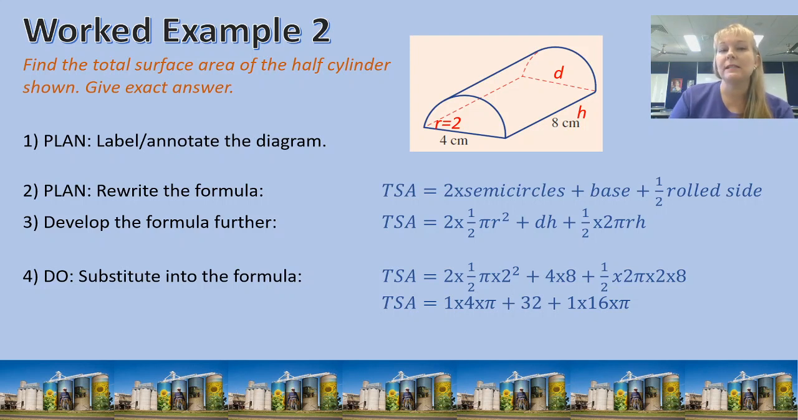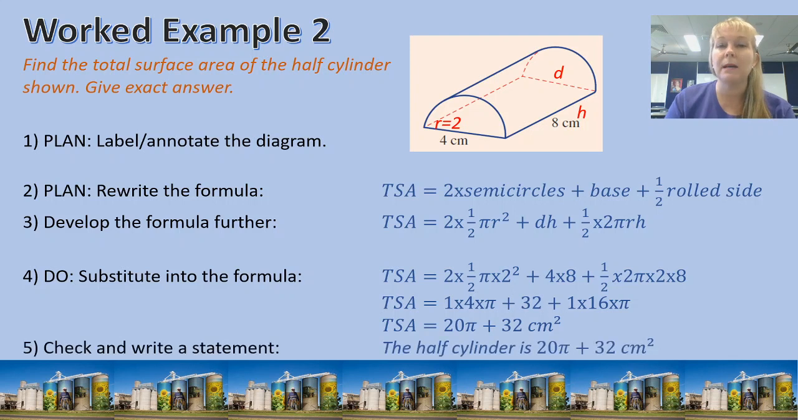So I'm simplifying this a little bit further. Now I'm going to collect my like terms. I've got 4 pi at the beginning and 16 pi at the end. That makes 20 pi altogether, plus 32 centimetres squared. Now this is an exact answer. If I was to put it in my calculator, I would end up with a rounded answer. So I'm giving it exactly as I'm asked in the question.